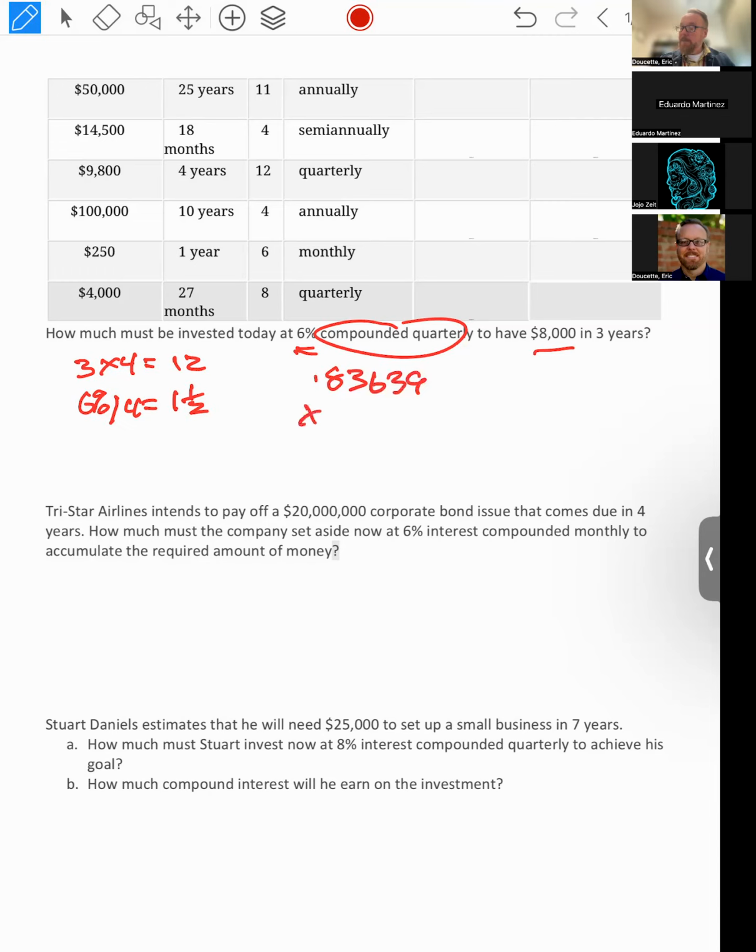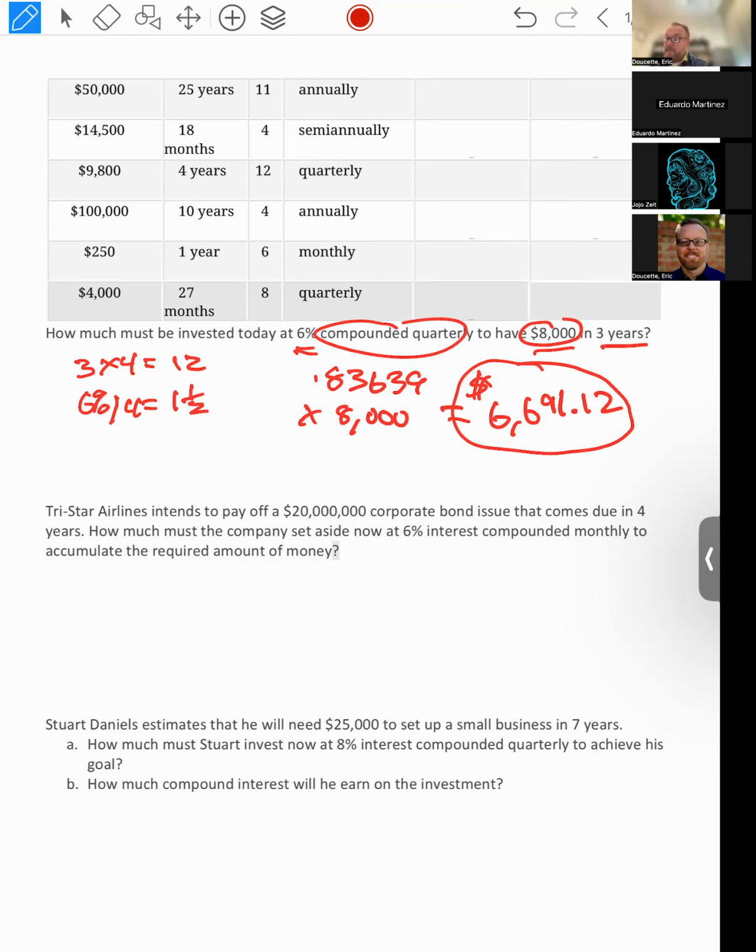0.83639. If I multiply that by my 8,000, 0.83639 times 8,000 comes out to $6,691.12. So what's that saying? I need to invest $6,691.12 today in order to have 8,000 in 3 years. So that's how I solved it, right?